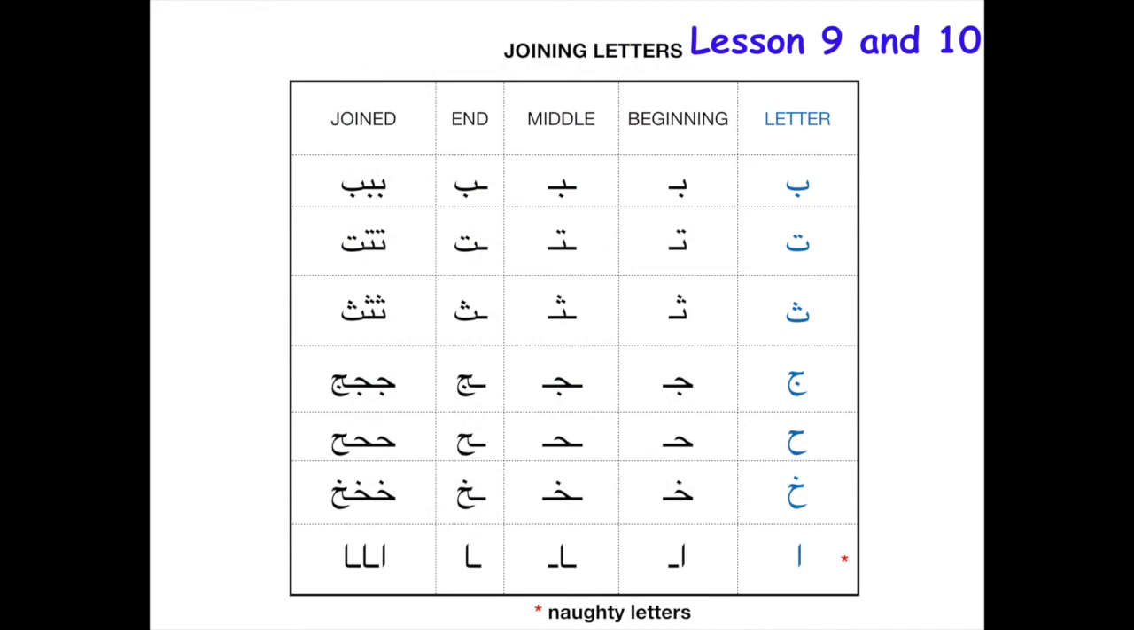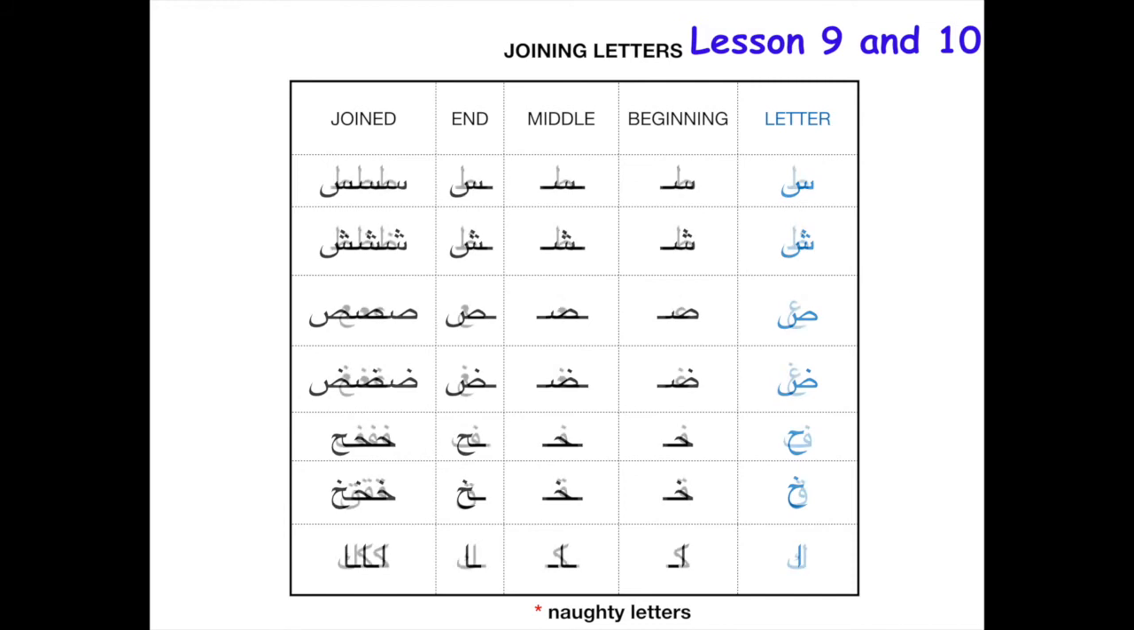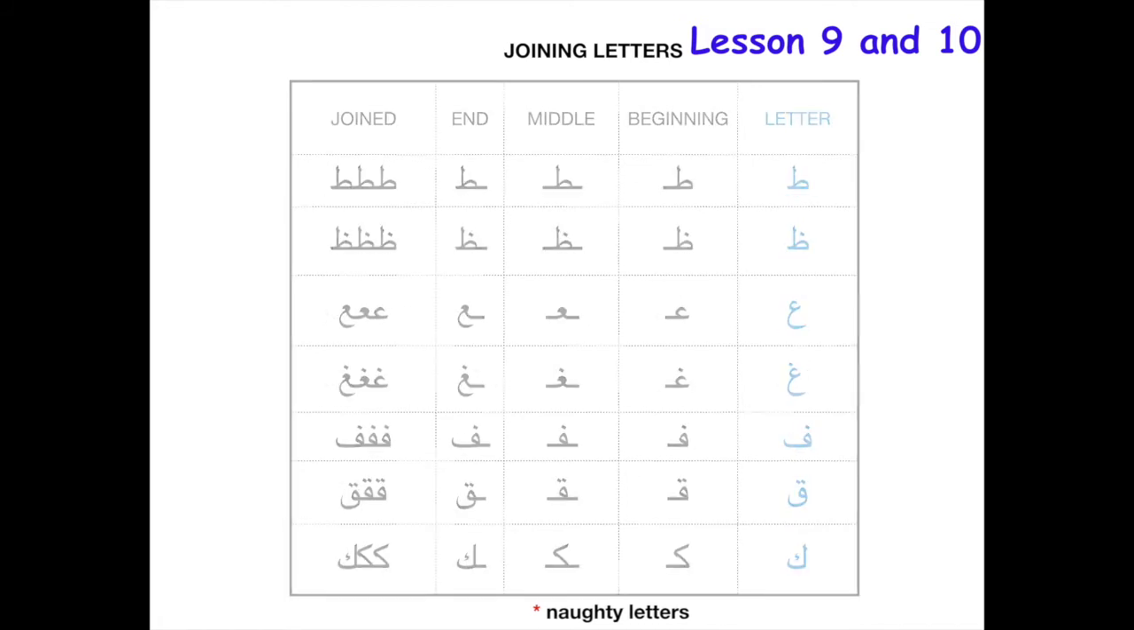So here we have the letters, how they look at the beginning, the middle, and the end. You have to recognize them almost as if you're recognizing four letters. So the letter ba here, we have the ba in its original form, and then how it looks if it was in the beginning of a word, how it would look at the middle of a word, and how it would look at the end of a word. And that's the same for all the letters, as you can see.